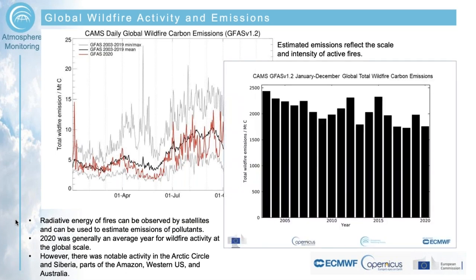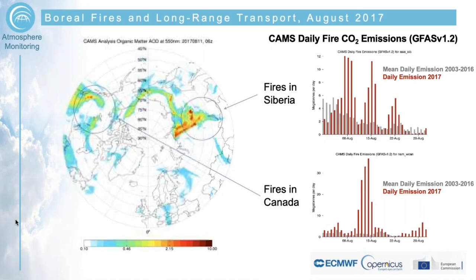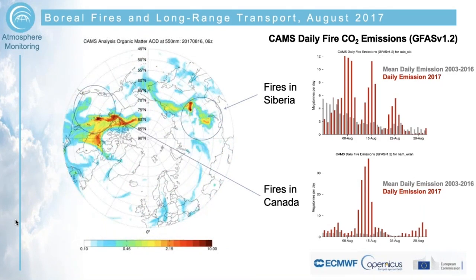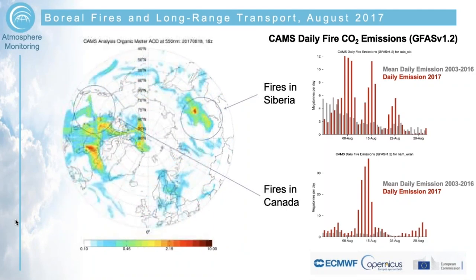And then this bar chart is showing the annual total estimated carbon emissions from global wildfires, from 2003 through to 2020, to show how the fire activity changes year on year. And then I have a couple of examples of the whole CAMS process, if you like, in action.